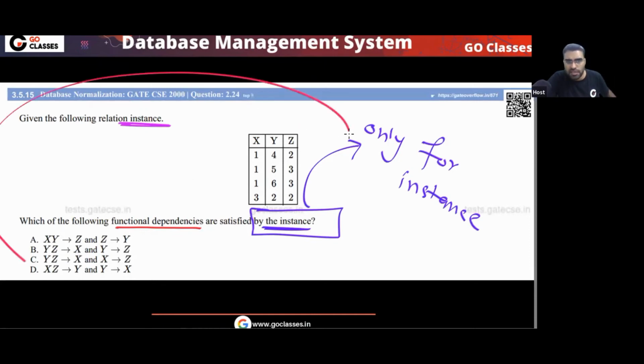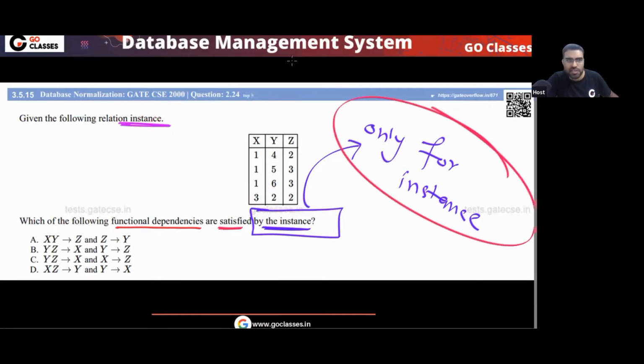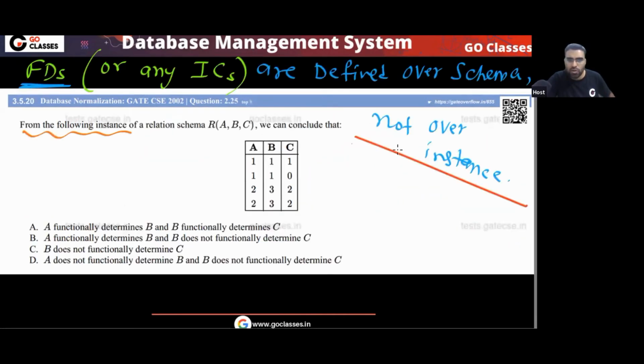In this question, I am asking which functional dependencies are satisfied by the instance, meaning by this instance, which functional dependencies are satisfied. But now come back to this question. In this question, an instance is given to you, but I am not asking which functional dependency will be satisfied by this instance. Did you understand? Please tell me. Don't keep any confusion.